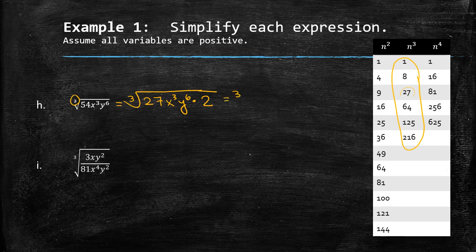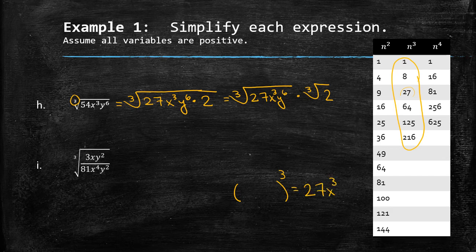Okay, I'm going to break this up into 2 radicals. So I have the third root of 27 x cubed y to the 6th, and I multiply this by the third root of 2. Okay, so remember for this first guy, if I'm checking it, I want something that I can then raise to the third power and come up with 27 x to the third y to the 6th. Well, 3 to the third power is 27, right? I get that from my list over here.